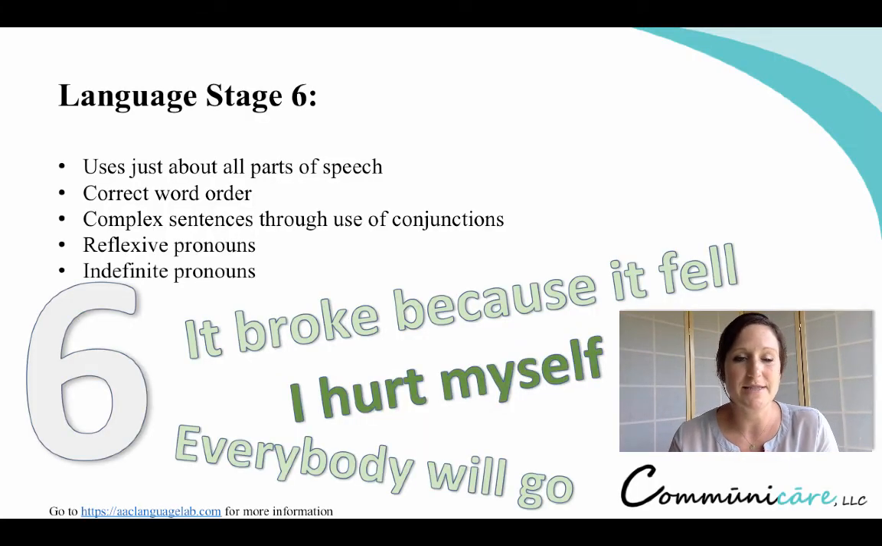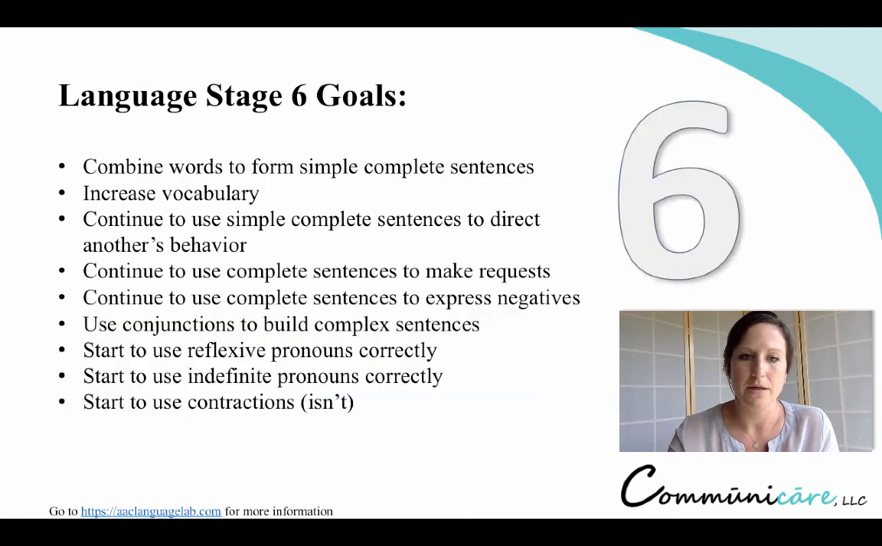The last stage, stage 6. So the individual's using just about all different parts of speech, really consistently using correct word order, increasing the complexity of the utterances through use of conjunctions, and we start to see some reflexive pronouns and indefinite pronouns, so phrases such as, or a sentence that it broke because it fell, I hurt myself, everybody will go, so really that kind of level of output.